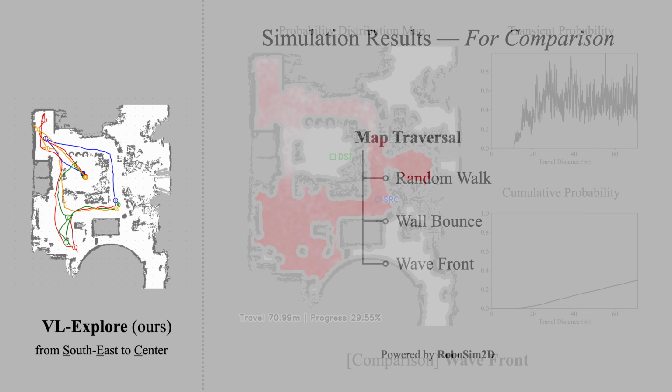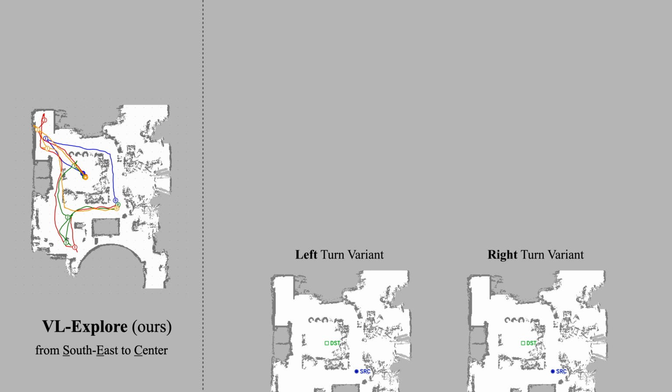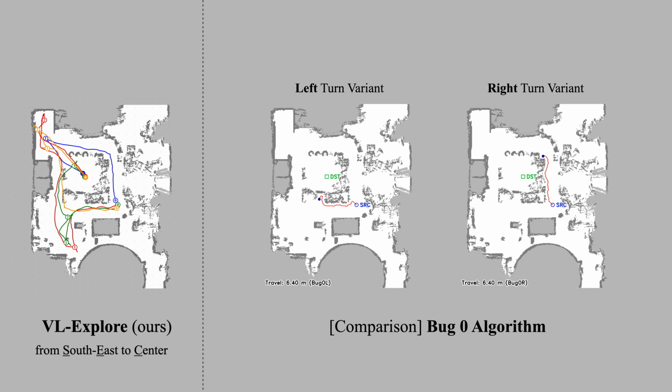For pathfinding algorithms, we tested the bug algorithm family. It's worth mentioning that all bug algorithm requires previous knowledge of the target location. With this extra information, they have an unfair advantage over our proposed VL Explorer and all map traversal algorithms. Bug 0 always heads to the target when possible. Otherwise, it turns to the predefined direction to avoid the obstacle.